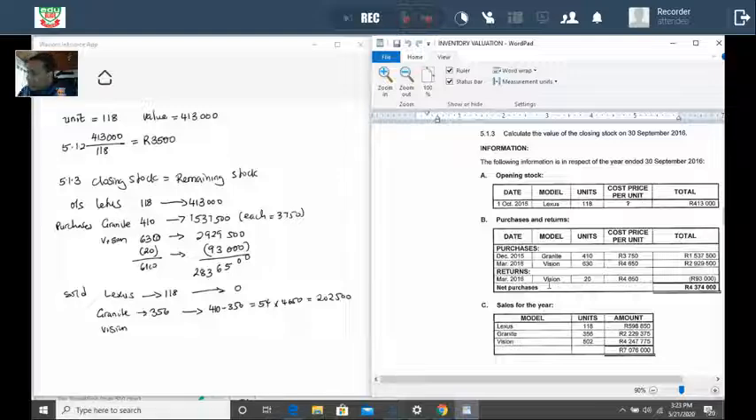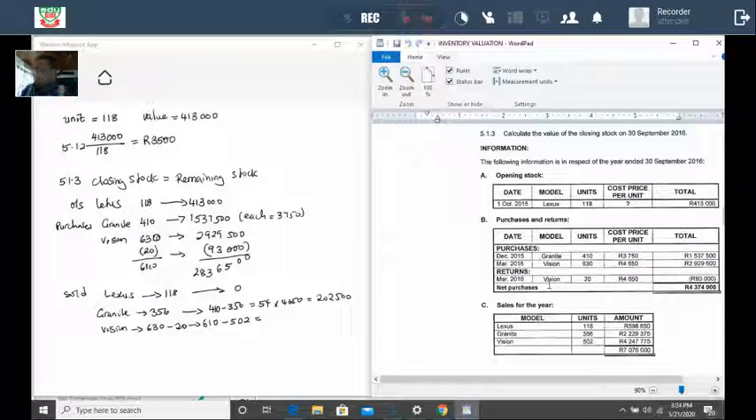Now we come to vision. Here is where the trap is. Originally, you know that they were 630, but actually you return 20 and you are left with 610. Now, what did you sell from the vision? You sold 502. What are you left with?